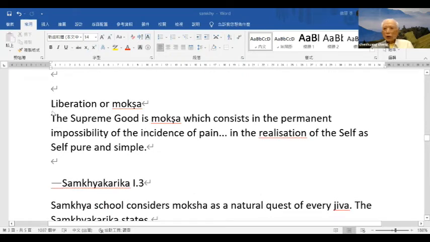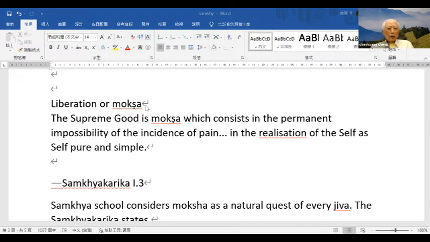Then, of course, we have to discuss liberation, because in India, all different schools try to find the way to freedom, to liberation. Liberation is called moksha in Sanskrit. In Pali, it's called mokkha, not mocha coffee, but mokkha, M-O-K-K-H-A. We have the practice moksha, or in Pali we call it patimokkha.